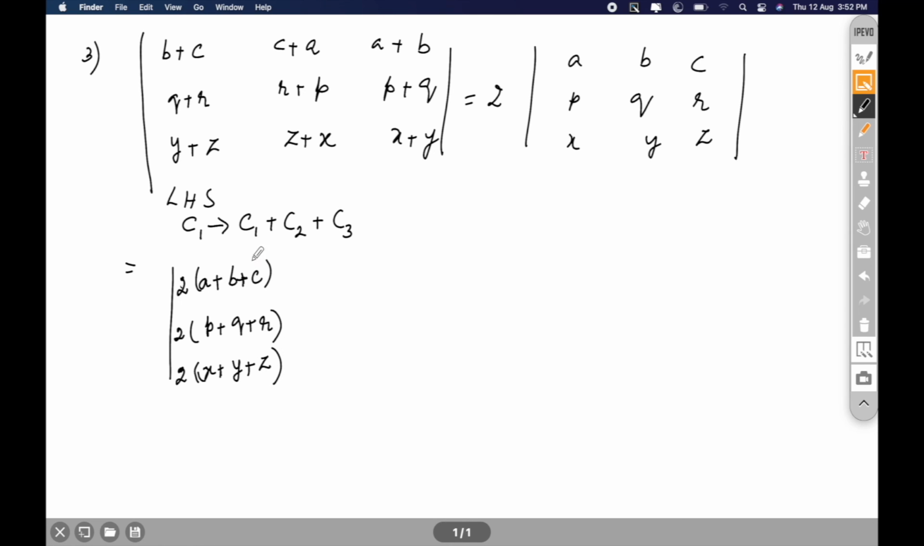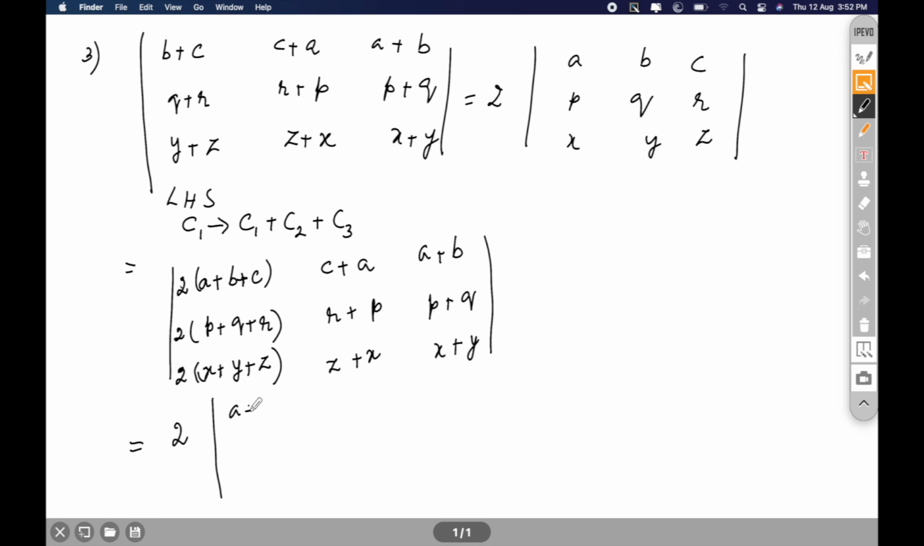So here column 1 elements have changed. The remaining columns I do not change right now, so I will leave the other columns unaltered. Now one more property is applicable. If you see, 2 is a common factor in the first column. So 2 can come out.